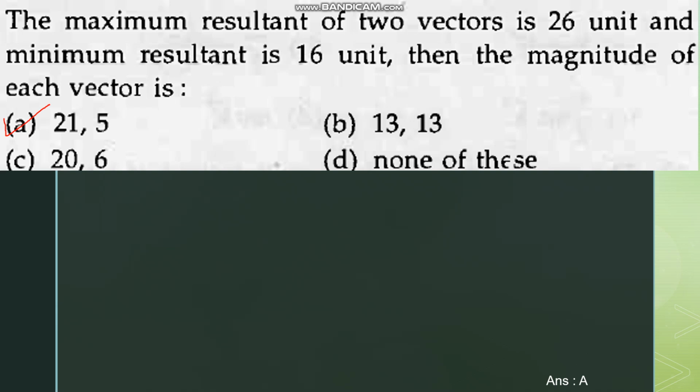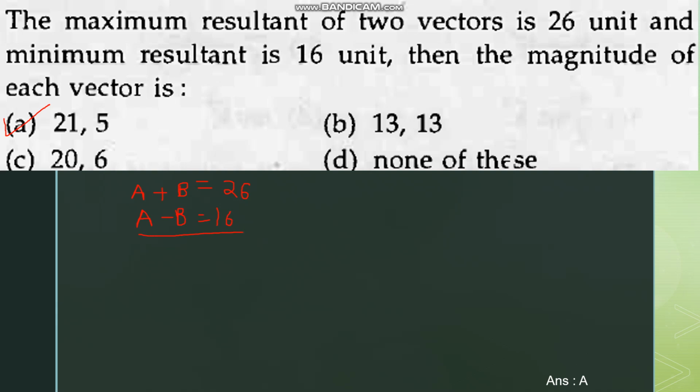Now, it's a very simple one. Maximum resultant means just the sum, where cos theta is equal to 1. So A plus B is given as 26. The minimum is just the difference, where cos theta is equal to minus 1. That is where the angle is 180 degrees, meaning the vectors are anti-parallel to each other, while A plus B means the vectors are parallel to each other in the same direction with 0 degrees in between.